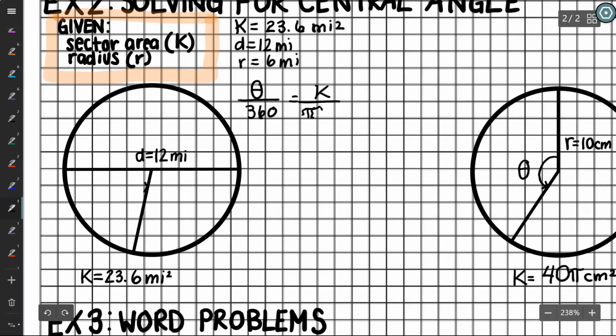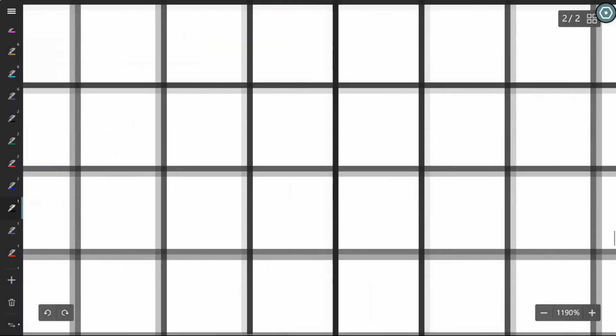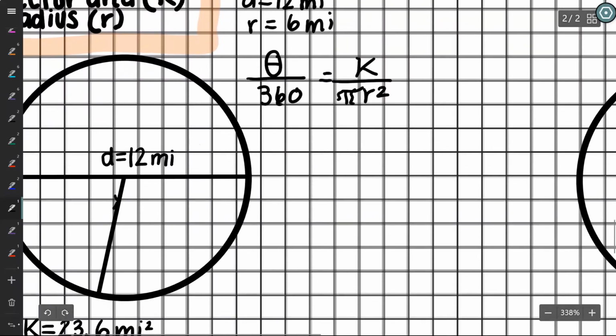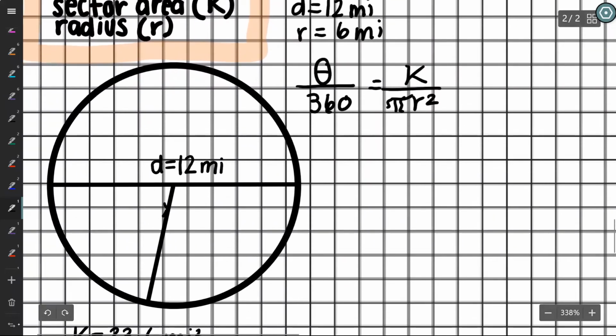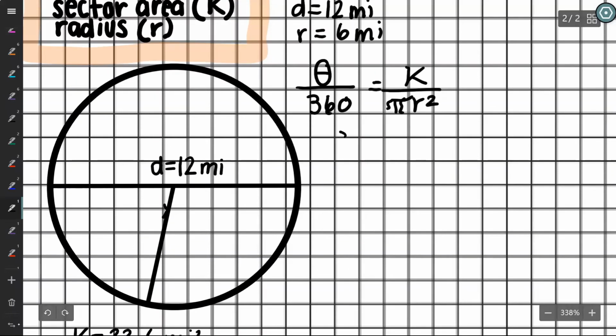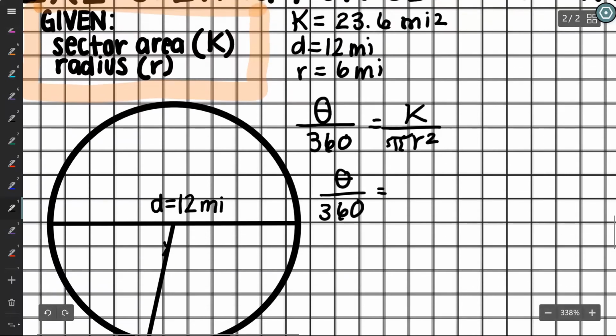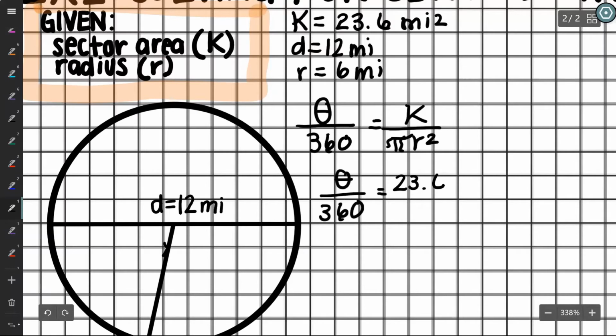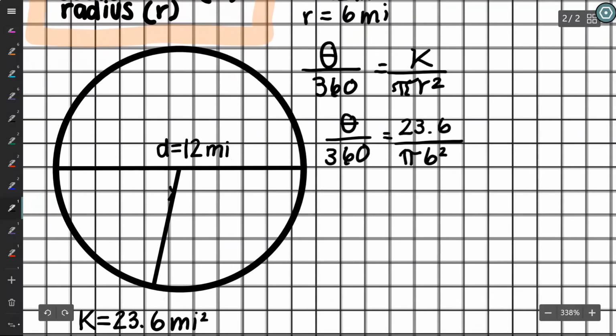Zoomed in way too far. Alright, so now I don't know what my theta is, so I'm just going to bring that down. Theta over 360. I do know that my k is 23.6, and I can write this in as well, pi 6 squared. So before I cross multiply, I'm going to simplify this at the bottom. So I have 23.6 over 36 pi equals theta over 360. And now we're ready to, I'm going to make that bigger, cross multiply.